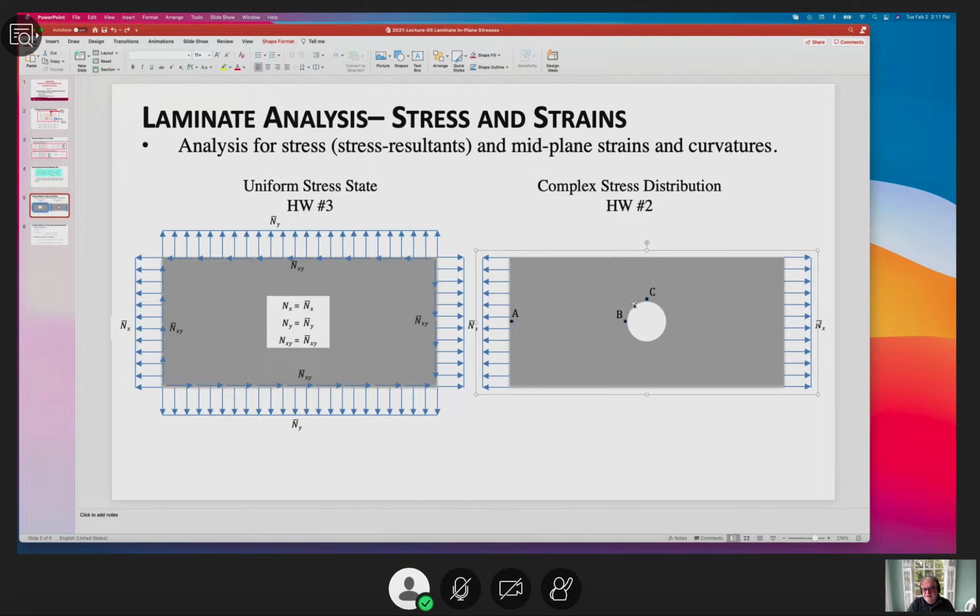If you move around the hole, the sigma x will start increasing as you come close to this edge, and there it's actually going to reach the maximum because of stress concentrations. It's going to be even larger than NX bar. So at point C, NX will be larger than NX bar. And in your homework problem, we said the internal stress is sigma x. Sigma x was actually quite large, 3 times what you would get over here.